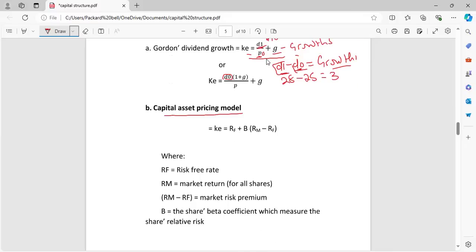Like in this one, we are now looking at some diversification in the investment in order to avoid risk. So that's the capital asset pricing model. You are trying to diversify in order to avoid risk. So you are now going to use the risk-free rate, the market return, the market risk premium, and the beta coefficient. So this one, the beta is the unavoidable risk.